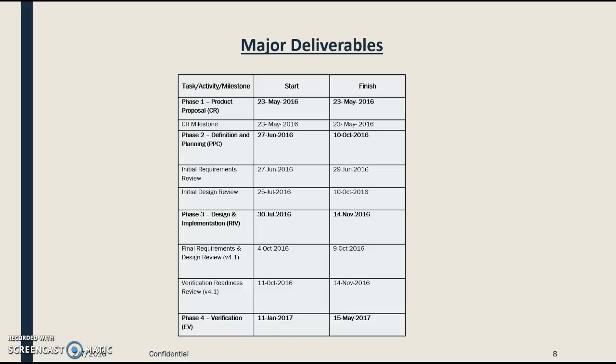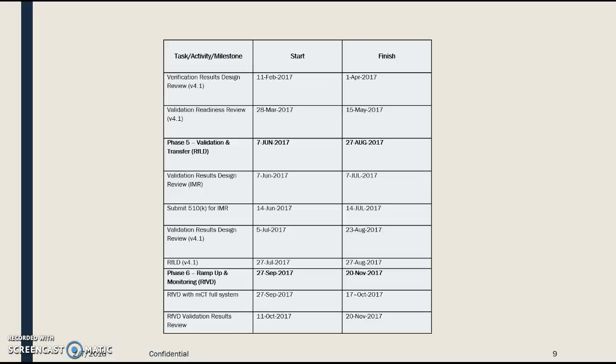Phase 4 is verification. So the end of phase 4 would be the end of verification. That is 15th May 2017. Phase 4 will have 2 milestones, that is verification results design review and verification and validation readiness review. That means at the end of verification, our product would be ready for validation. And that is by 15th May 2017.